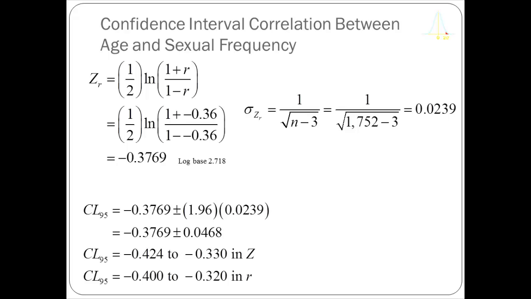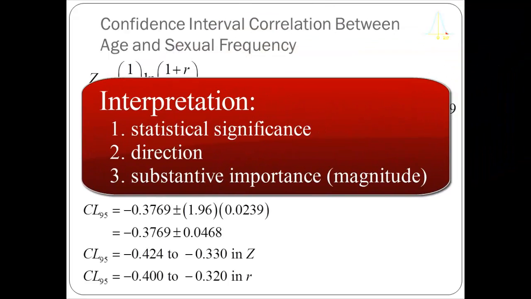So I'm now in a position to interpret my correlation coefficient and assess the relationship between age and sexual frequency. First of all, we can conclude that the relationship is statistically significant with alpha 0.05. That's what our confidence interval tells us. Then we can talk about the direction of the relationship. We can see that as people get older, as they age, they report having sex less frequently than when people are younger. That's the direction of the relationship.